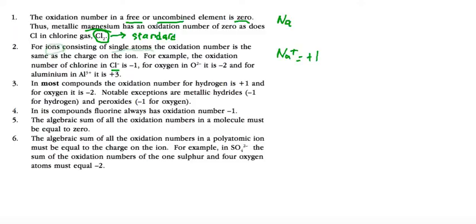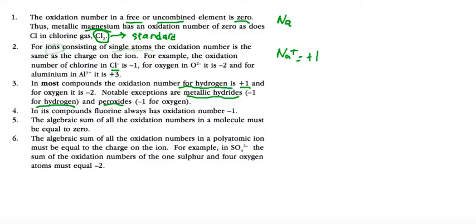Rule number 3: in most compounds, the oxidation number of hydrogen is kind of set. Hydrogen is going to be positive 1. There are, of course, exceptions. Exceptions are metallic hydrides, but exceptions are not something you should worry about for the exam. When it's exceptions, we usually do not include this for calculation. And of course, peroxide. These two are examples of exceptions. This too is fixed: hydrogen is always going to be positive 1, and oxygen is always going to be -2.